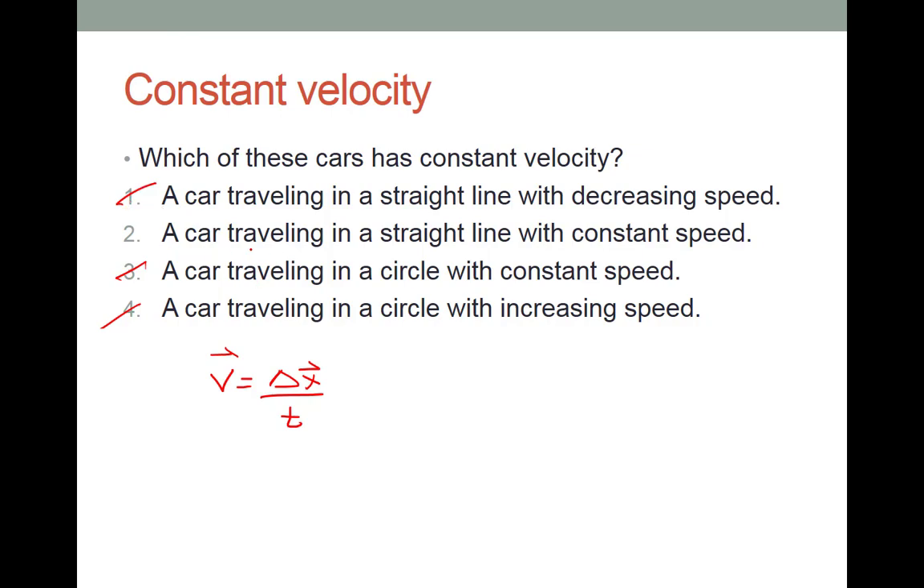Car 2 is traveling in a straight line, so my direction's not changing, with a constant speed, so my magnitude is not changing. Therefore, only car 2 is traveling with a constant velocity. The other 3 cars do not have a constant velocity, and we would say they are accelerating. And that is the subject of the last video for this unit.